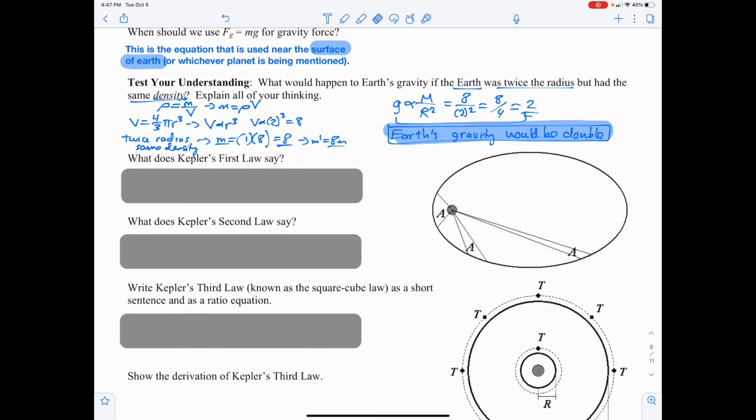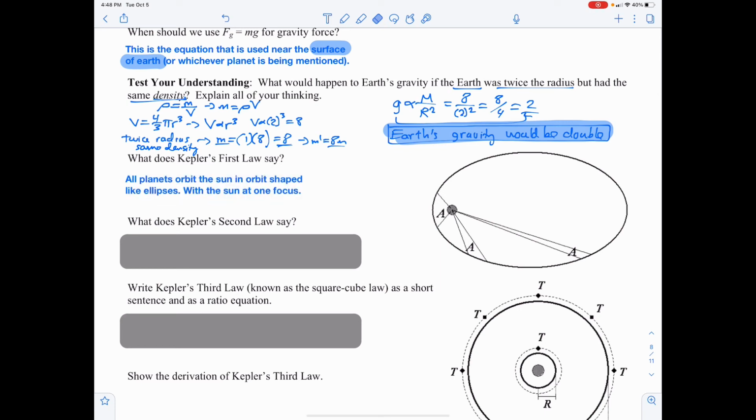What does Kepler's first law say? Well, Johannes Kepler was a scientist who lived after the age of Newton, and he did a lot of astronomical work to view specifically decades worth of data on Mars as it traveled through the sky. This was using one of the earlier telescopes. And his first law describes that all planets essentially orbit the sun as ellipses.